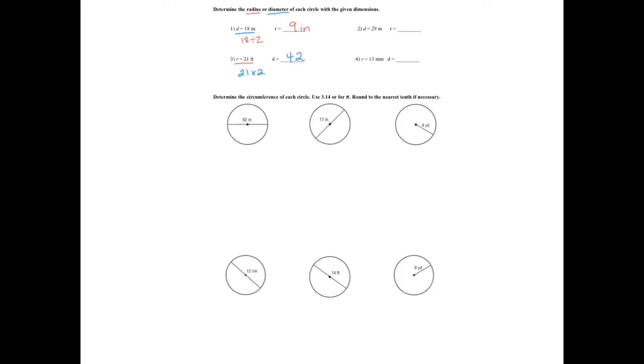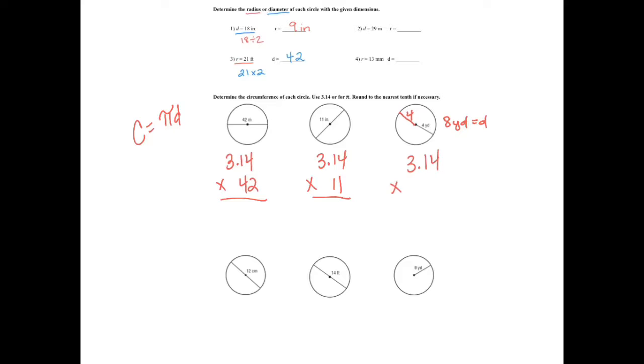So again, we're using our formula for circumference is pi times diameter. They've given us the diameter on this one, so I'm going to set it up as 3.14 times 42. Same thing on this second one, it's 3.14. This one is 11 inches in diameter, so I'm going to multiply by 11. But if you'll notice in this last one here on the far right, they've given us the radius and not the diameter, so I need to double that. So I want to go all the way across, which is going to make that 8 yards for the diameter. So I want to do 3.14 times 8. So that's how you set those up.